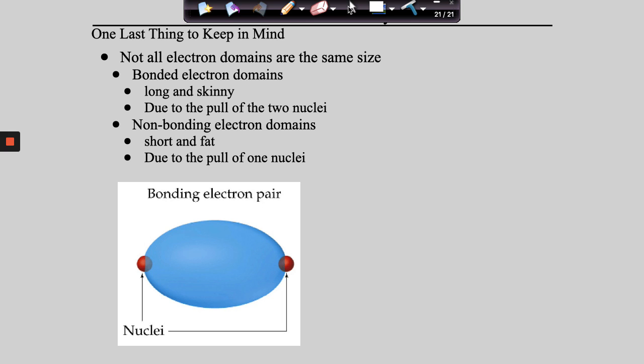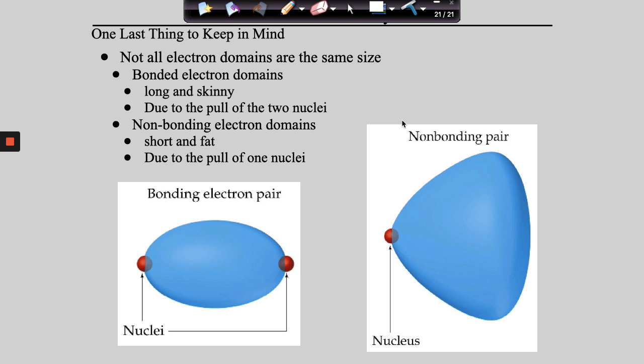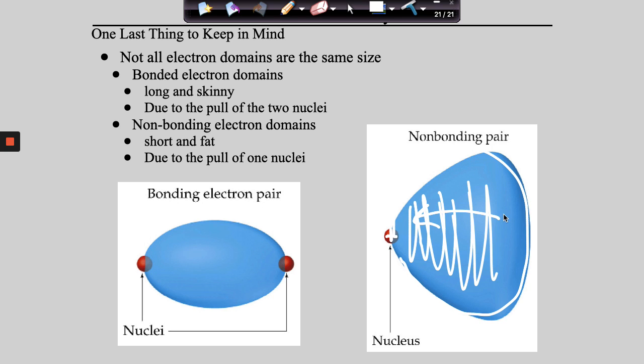Okay, so this then is what a non-bonding electron pair looks like. Notice over here, we've got the nucleus of the atom, and then this is an electron domain, but notice that this electron domain is only being pulled in one direction. Because it's only being pulled in one direction, this cloud of electrons puddles, it gets short and fat, and it occupies more volume around the nucleus of the atom.